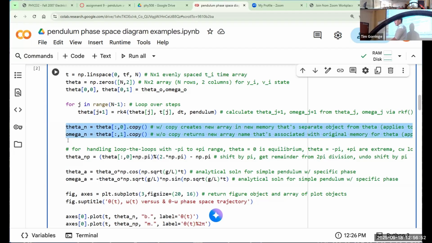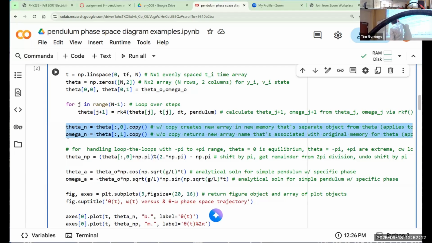What that means is that I could later on tinker with theta and it wouldn't change theta underscore n and omega underscore n, or vice versa. So I could change one and it wouldn't change the new variables. And that's because I copied.